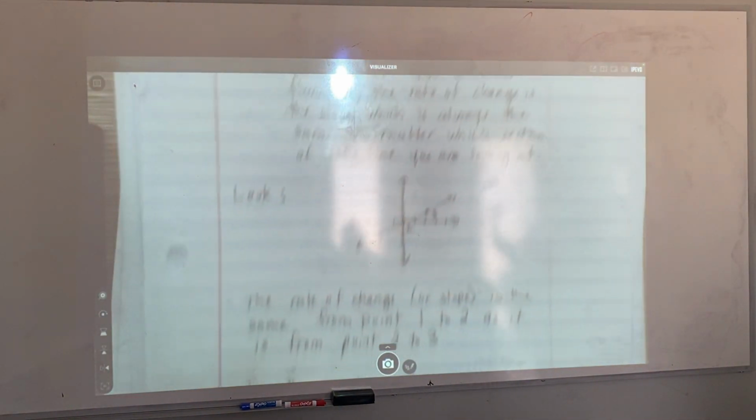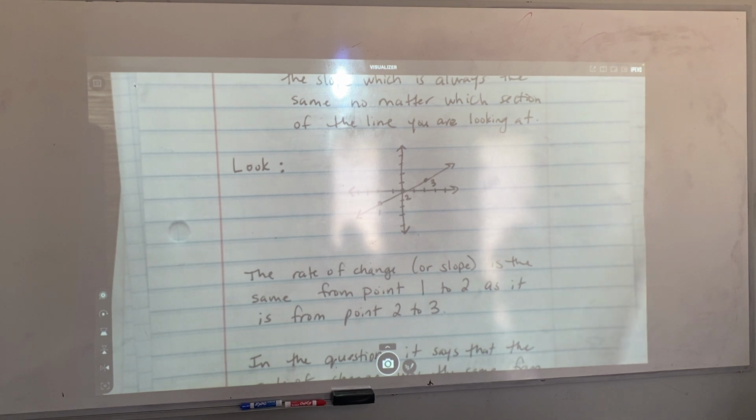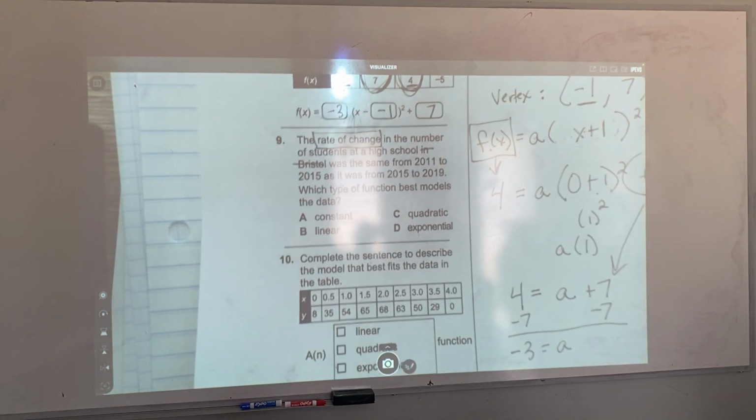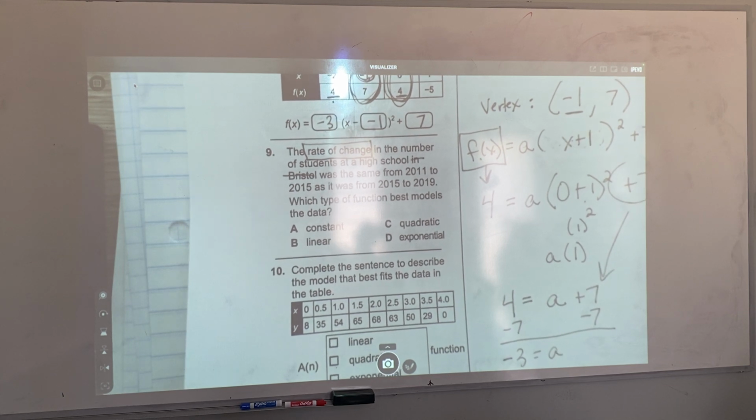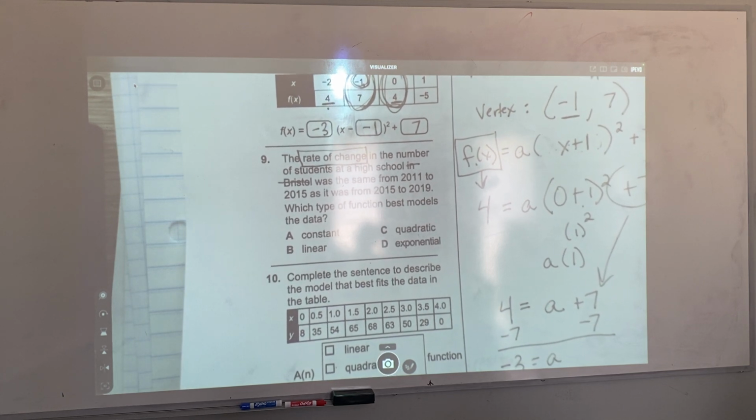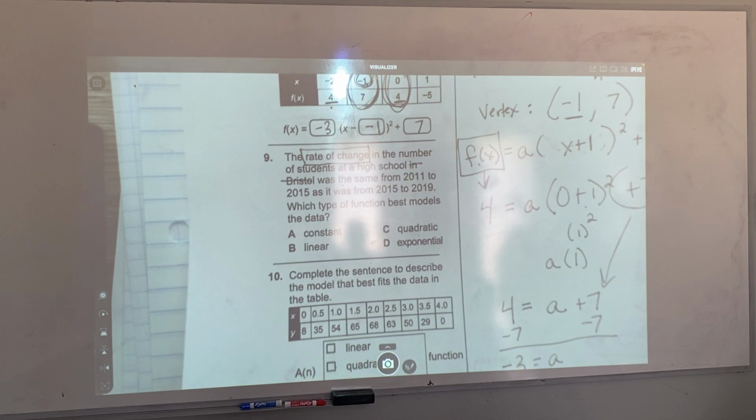Now, I didn't actually draw anything according to the information here because I honestly don't know if they're gaining students or losing students. I don't know if it's going up or down. I don't know how many students are getting here. They really don't tell us.